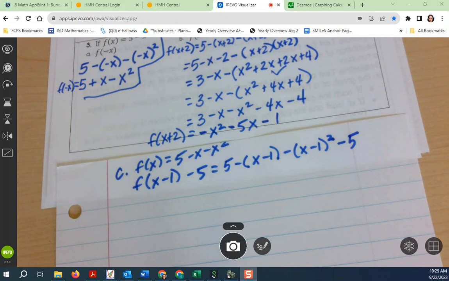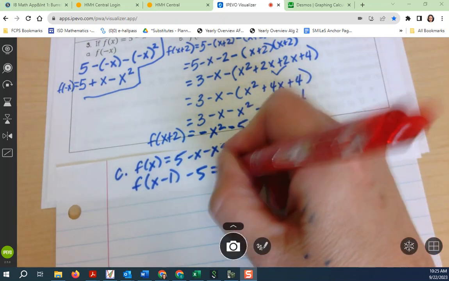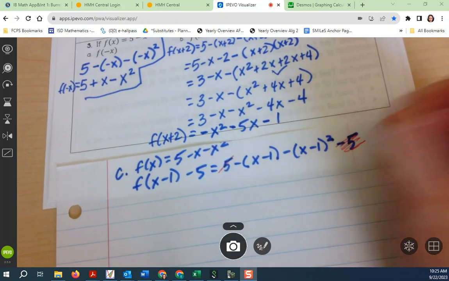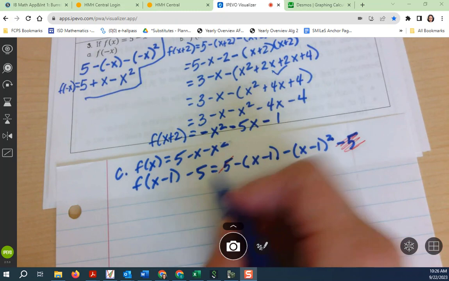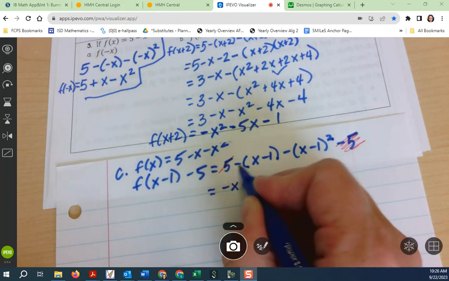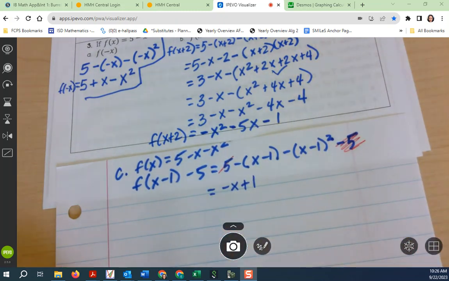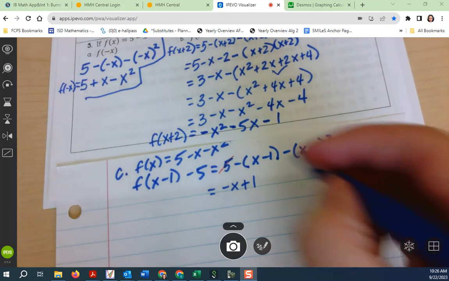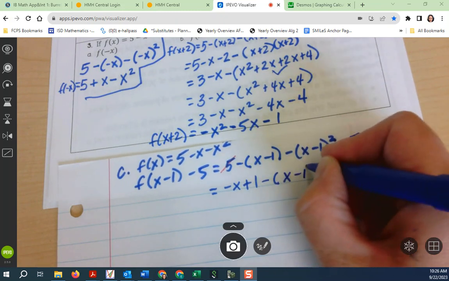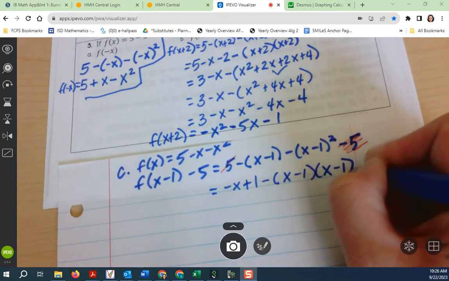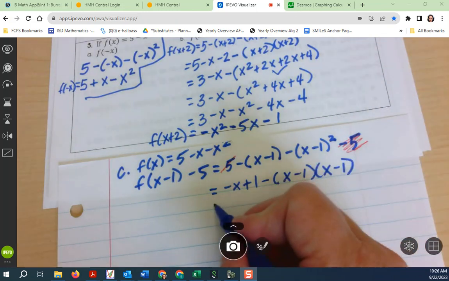Okay. All right, I have a 5 and a minus 5, so I can just get rid of those. I don't need those. 5 and a minus 5 makes 0. This negative can distribute, so I have negative x plus 1. And then I'm going to do exactly the same thing I did before. Bring down my minus and write my x minus 1 squared as x minus 1 times x minus 1. And then distribute.